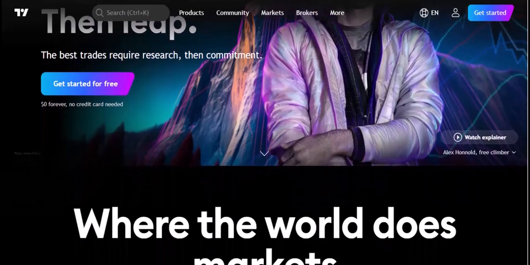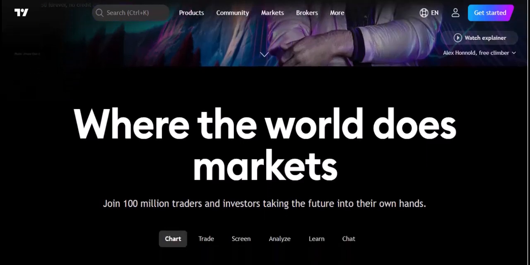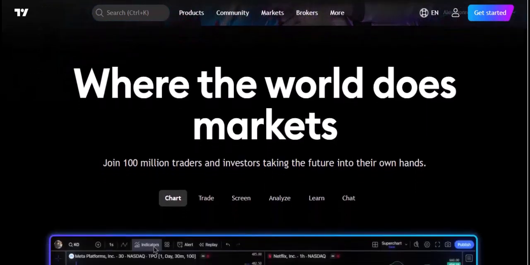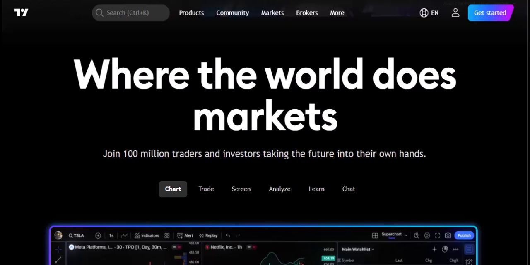Think of TradingView as your pilot's cockpit for navigating the financial markets. Just like a real cockpit has essential instruments, TradingView offers tools to help you understand market trends. As a beginner, you don't need every single bell and whistle right away. You need the fundamental instruments to learn how to fly.